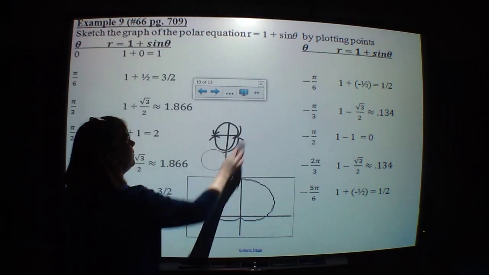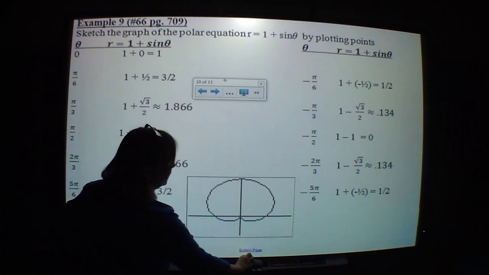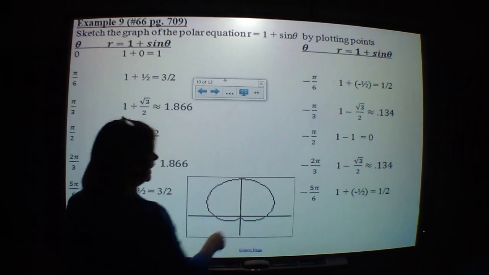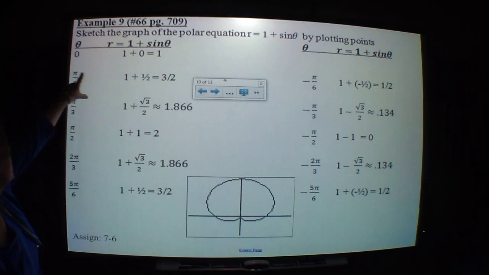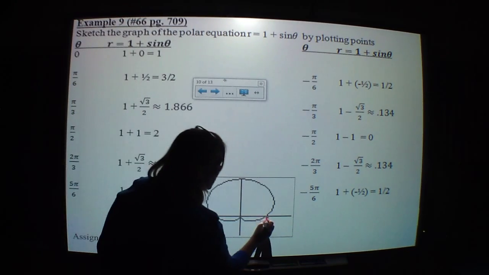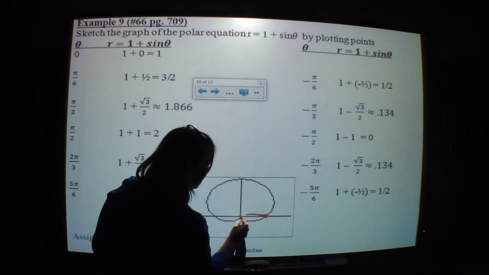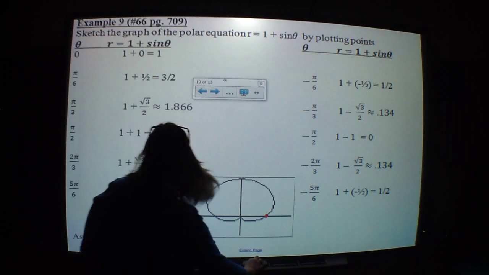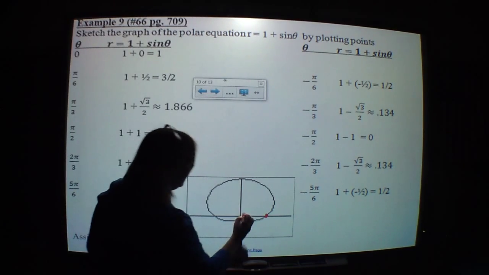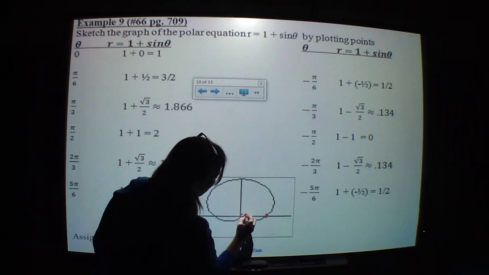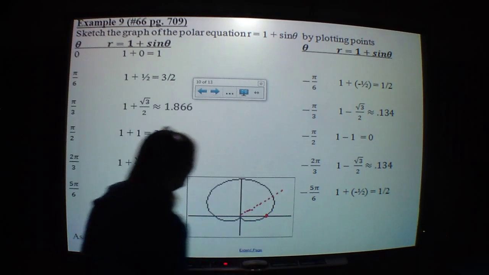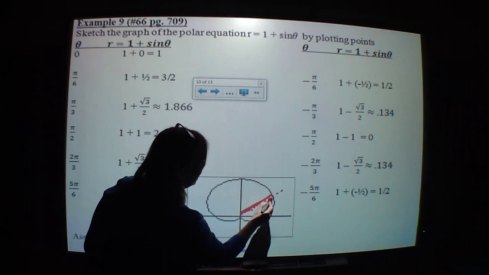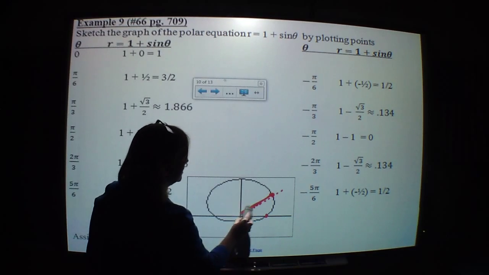Okay? So now, if you had to graph it by hand, this is from the calculator, you can think of this right here as the x and y axis, and at 0 degrees or 0 radians, I am 1 unit over. So from here to here is 1 unit. So I put a dot there. Okay? If I'm at pi over 6, pi over 6 is approximately, let's see, maybe right about there. So at pi over 6, I'm 1.5 units. So if I go 1.5 units this way, I can put a dot there. So there's my next one.